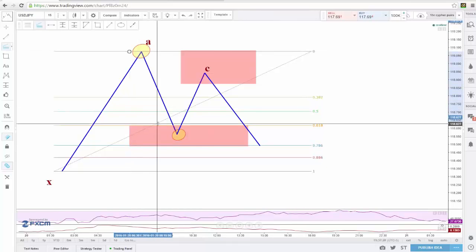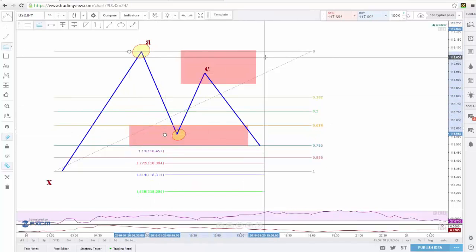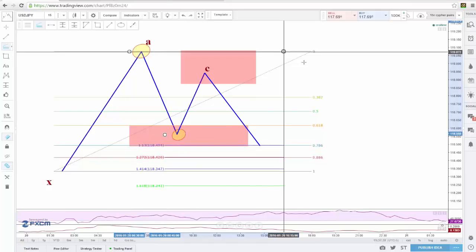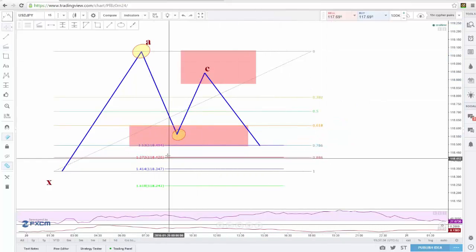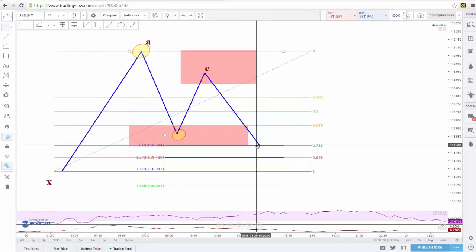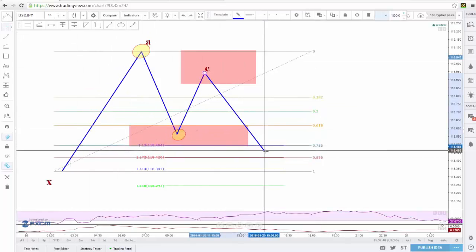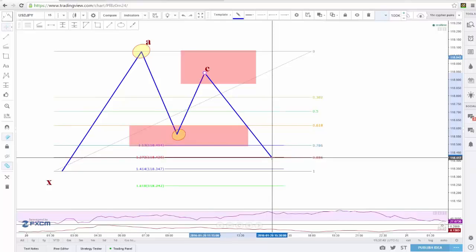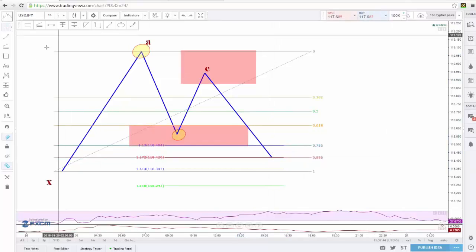If these two are far away, A down to B, back up to A with our extension. This is far away. The 127 is actually coming in all the way down at the 886. In that case, I would just move my entry all the way down to the 127 extension. And that would be my D leg.